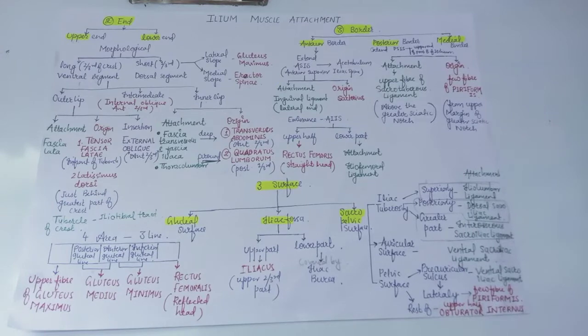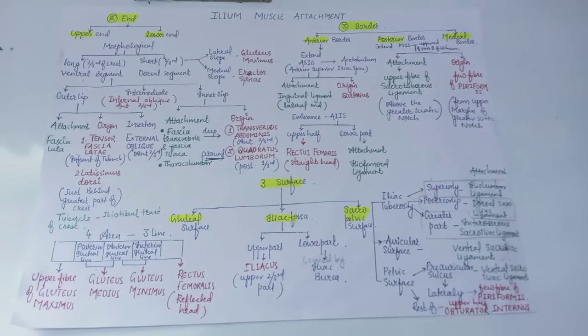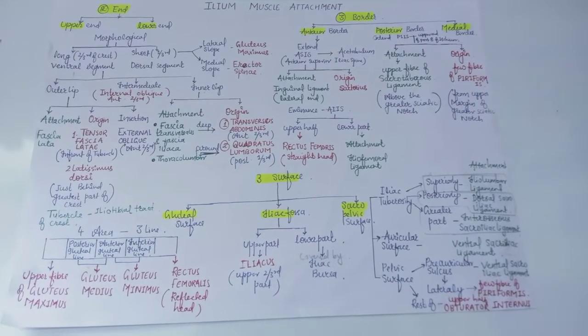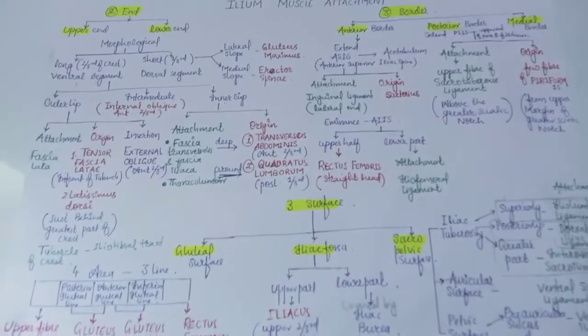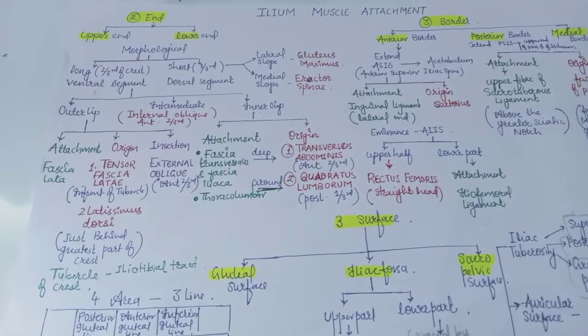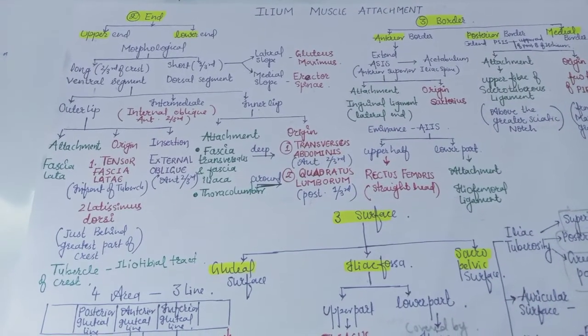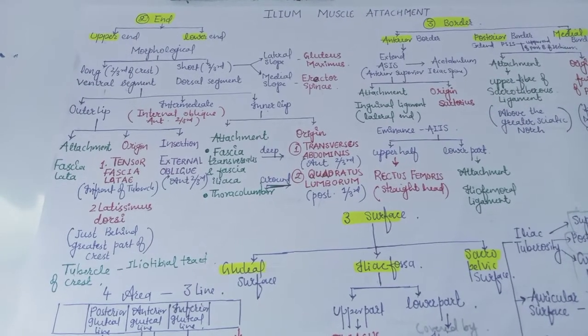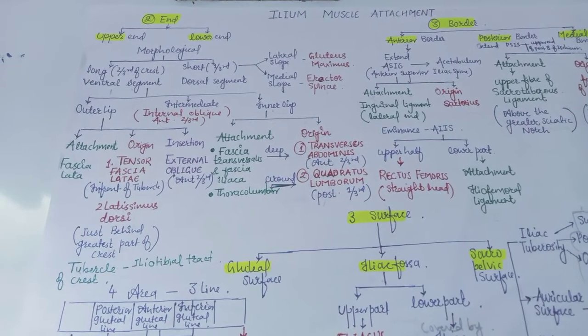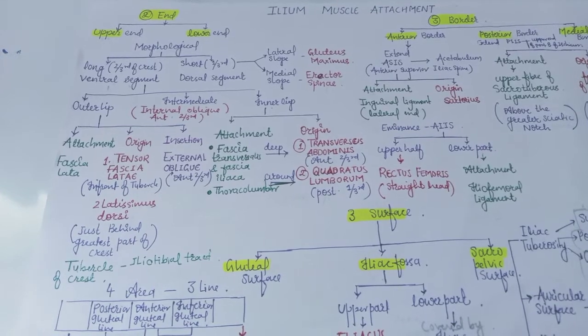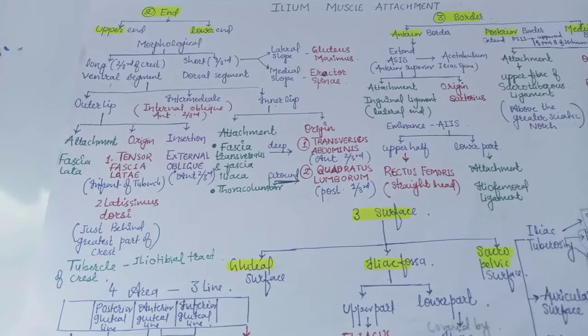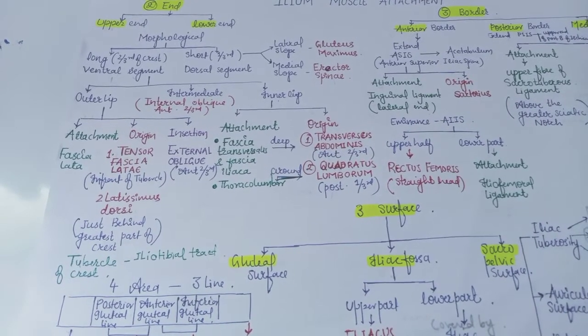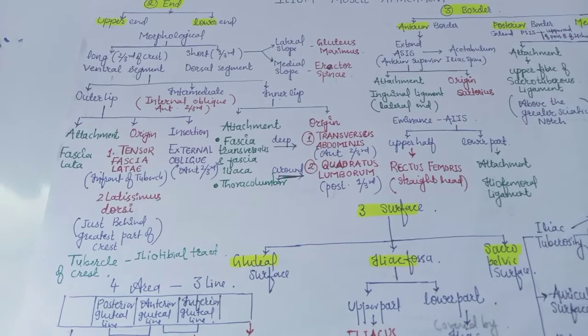Now we will see the ilium muscle attachment. It has two ends, three borders and three surfaces. Then the ends: upper end and lower end. Morphologically the crest is divided into a long ventral segment, which covers 2/3 of the crest anteriorly, and a short dorsal segment, 1/3 of the crest posteriorly.